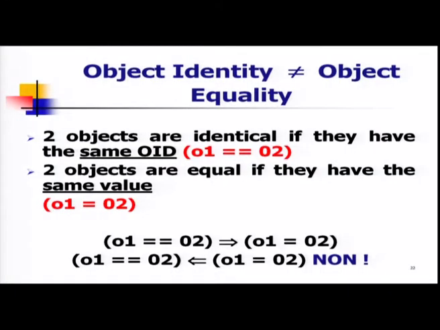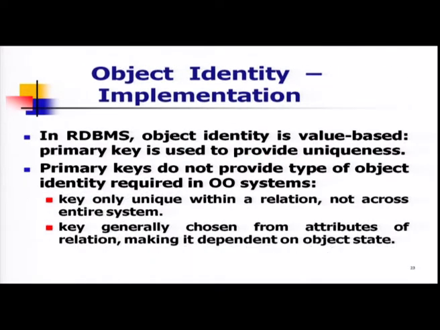Object identity: two objects are identical if they have the same OID, common sense. Two objects are equal if they have the same value. They are not necessarily identical. If I get one more, it is two objects, but that can be a class. It is not the same object with the same OID. It has a different OID, but it has the same value, like another face powder of the same brand.